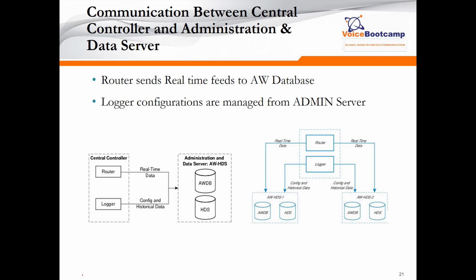So technically, your router will feed information to the AW database every 15-minute or 30-minute interval. The logger configurations are also managed from the admin database. So the router will push the real-time information to the admin server. The logger will push the configuration to the admin server as well.